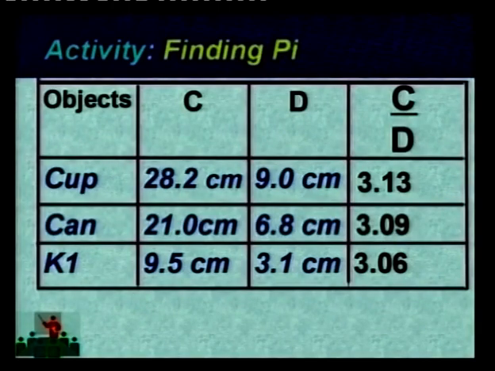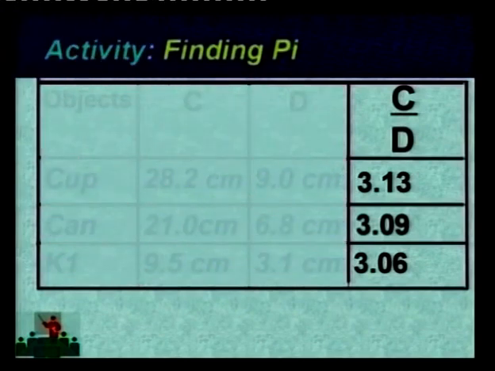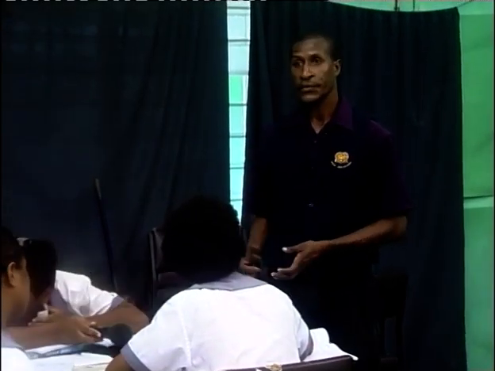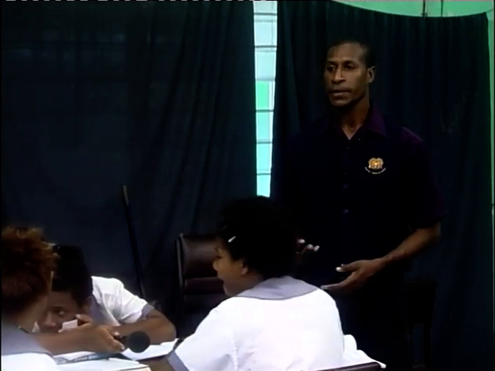Now receiving students and ATs, from the investigation, dividing the circumference and its diameter, as you can see from the screen, what conclusion can you make from the ratio of the circumference and its diameter? Look at the table, especially the last column, the ratios. What can you say about the value of the ratio? Receiving students and ATs, our friend here, Winnie, is going to explain what she thinks about the ratio of the circumference and its diameter from the results.